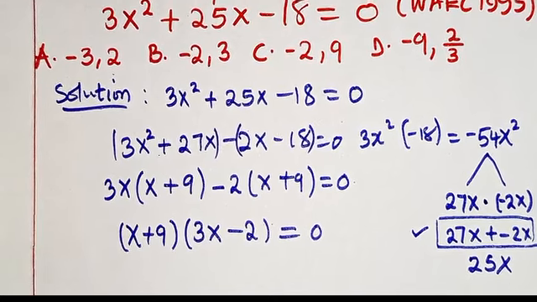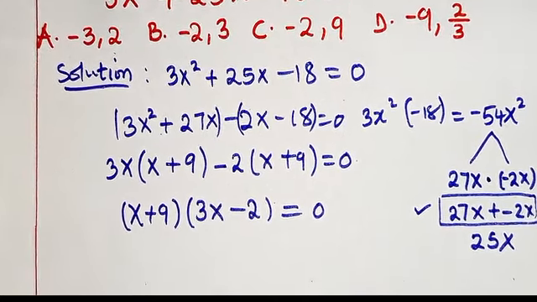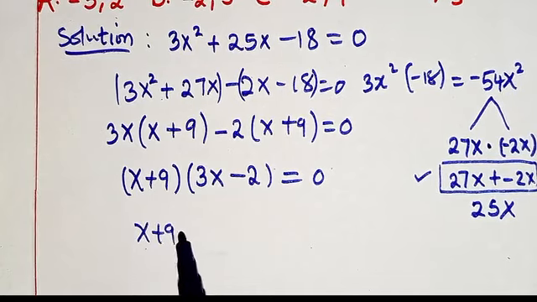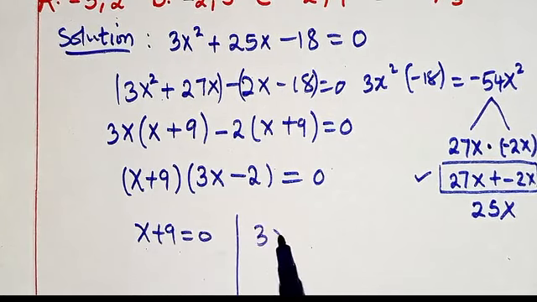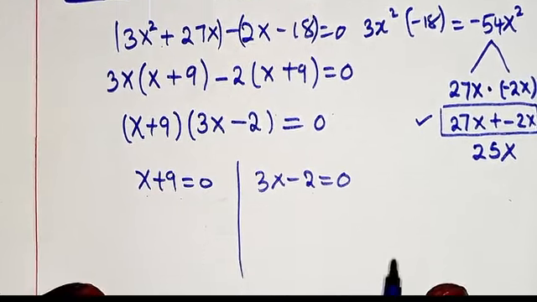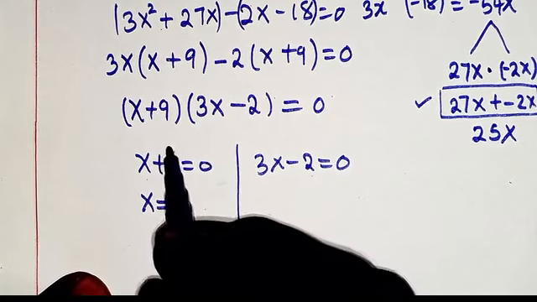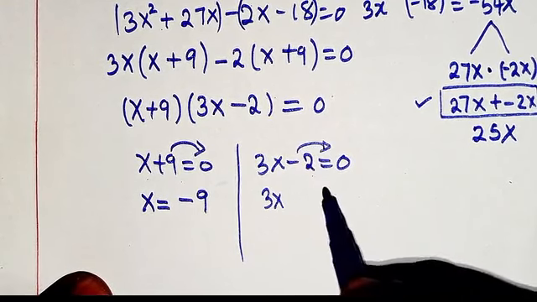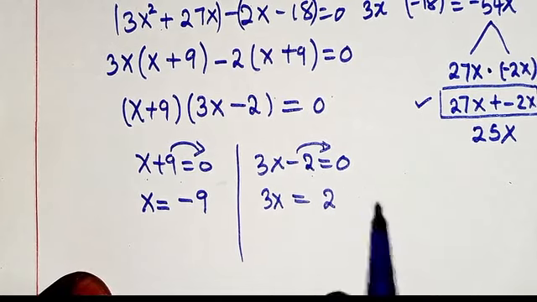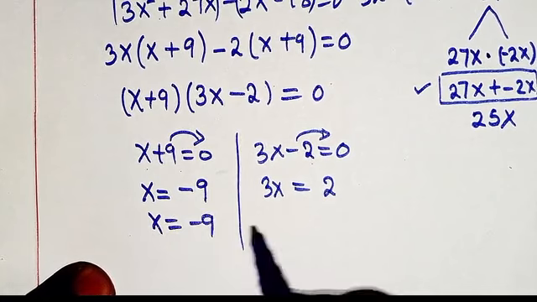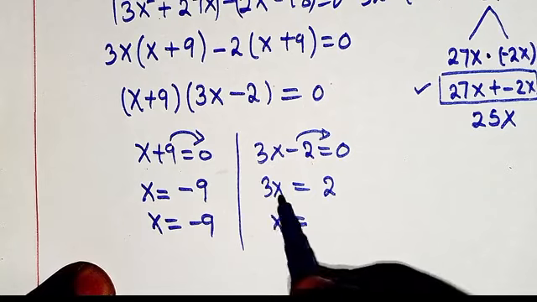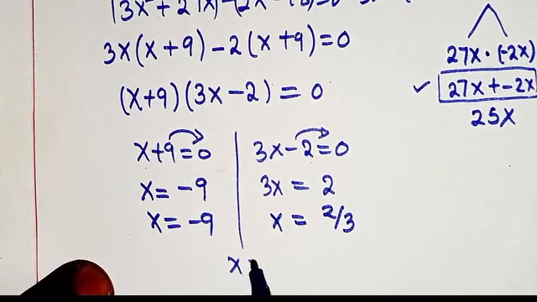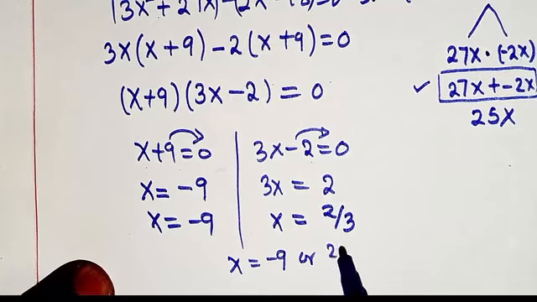Since this product is 0, we have either x plus 9 equals 0 or 3x minus 2 equals 0. So x equals, transposing 9 to the right hand side, minus 9. And for 3x, transposing minus 2 to the right hand side changes it to positive 2, then dividing both sides by 3, we have 2 over 3. So x equals minus 9 or 2 over 3.